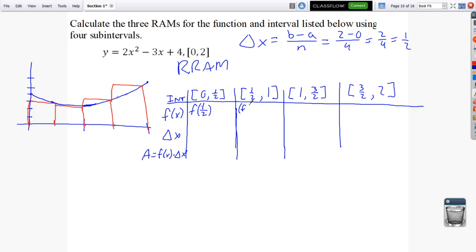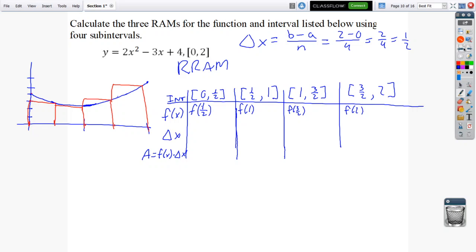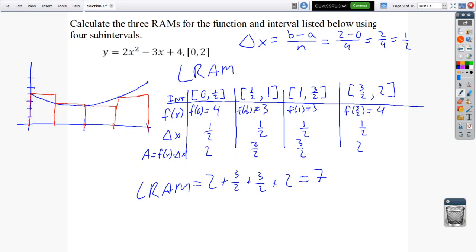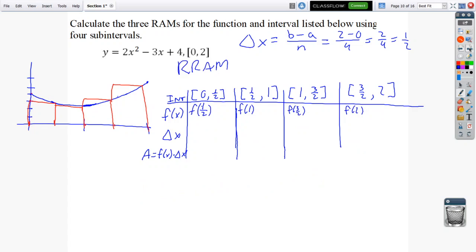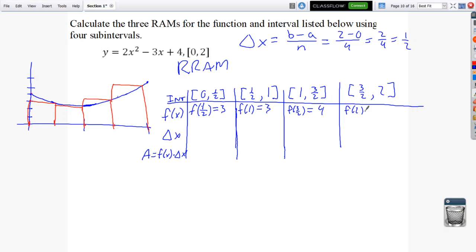This one, I'm gonna have f, what if I put parentheses there? It's like I forgot how to write function notation all of a sudden. f of 1, f of 3/2, and f of 2. It seems to me we already calculated many of those, like f of 1/2 was 3, f of 1 was 3, f of 3/2 was 4. Again, just plugging those into the function. 3, 3, 4. All that's left for us to do is find f of 2.